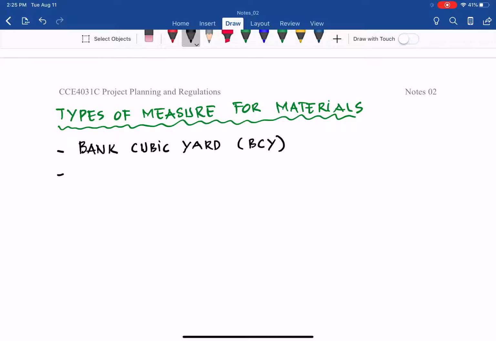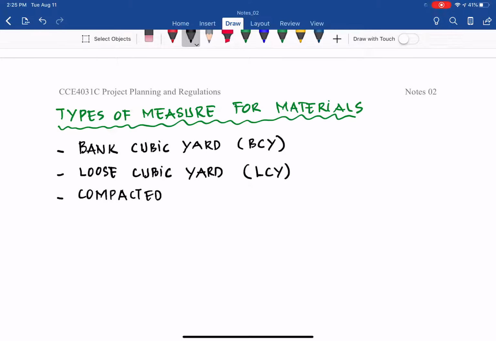Then when you disturb that material, it becomes loose. So we have loose cubic yard, and that is LCY. And the last one is you transport that loose material to the site, compact it, and that becomes compacted cubic yard, CCY. So those are the three types of measure for the loose material, such as soil, sand, rock, etc.